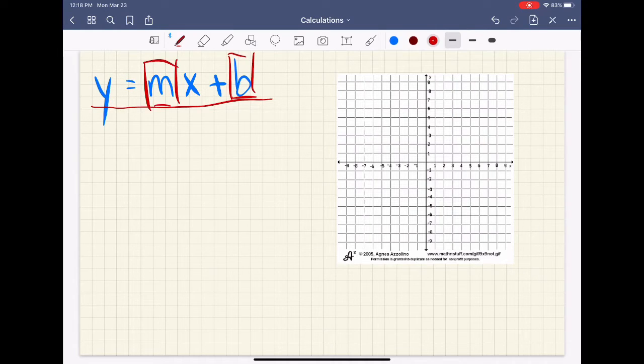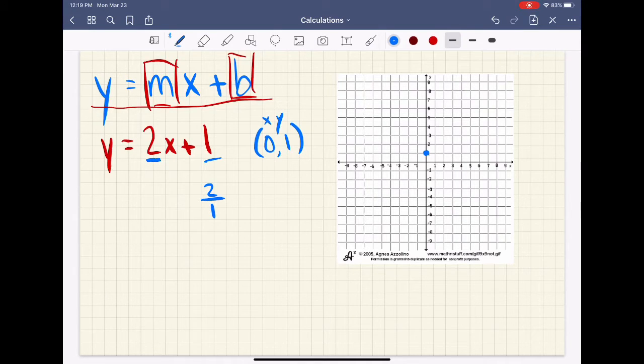Okay, so if you have an equation that's something like y equals 2x plus 1, it's very easy to graph because you know the y-intercept is 1. It intersects the y-axis at the point 0, 1. And you also know the slope is 2, which expressed as a fraction is 2 divided by 1.